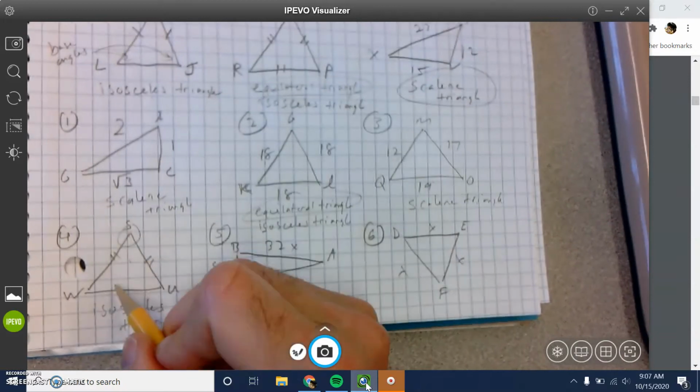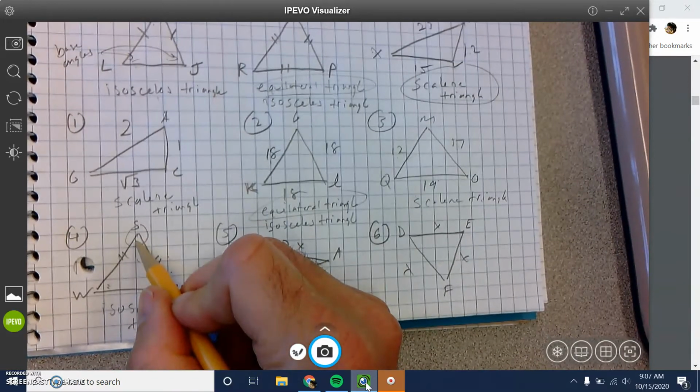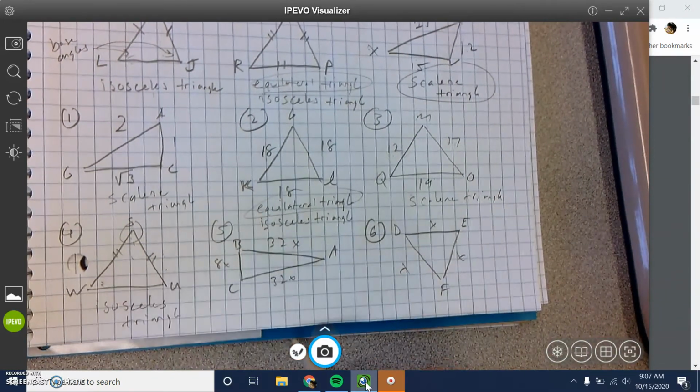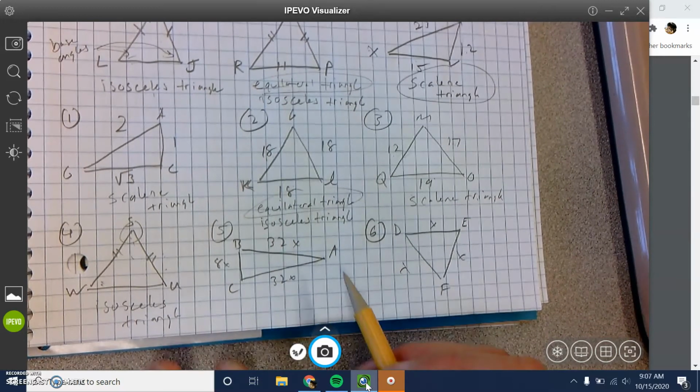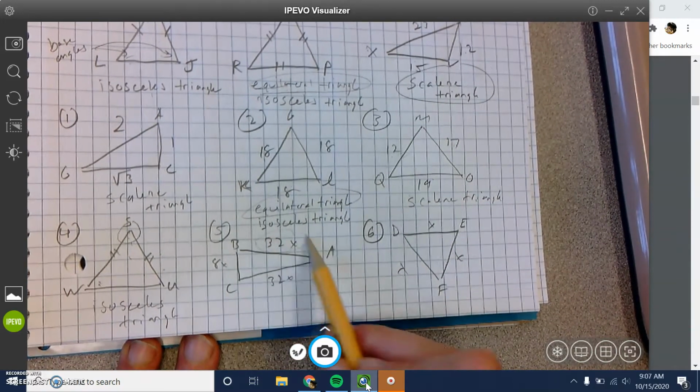Here's the vertex angle, and here are the base angles. Vertex angle is angle S. You're going to need this coming up in one of our problems we're about to do. Ooh, what's this? This side and this side are congruent.